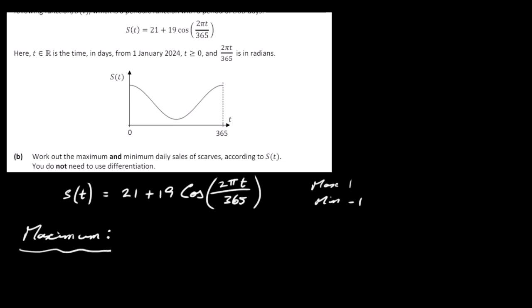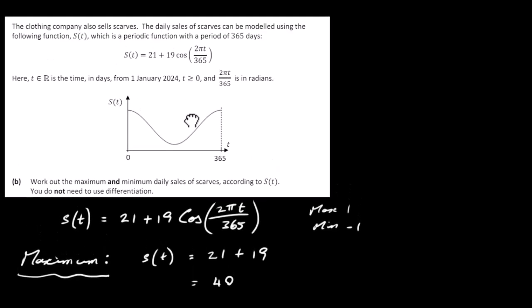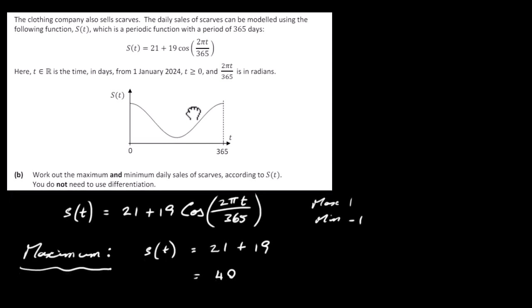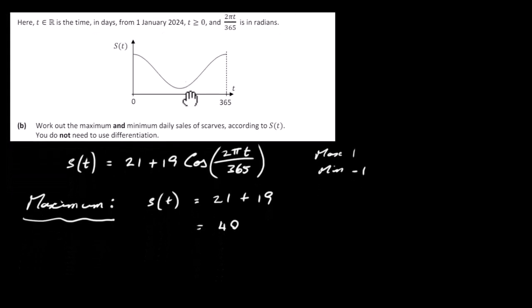So the maximum is going to be given by s of t equal to 21 plus 19, because the cosine will just become 1. And that'll give us 21, 31, 40. That'll give us 40 there. So the maximum that that function can be will be 40 scarves. Is it scarves we're talking about here? The daily scarves. So we want to work out the minimum now.